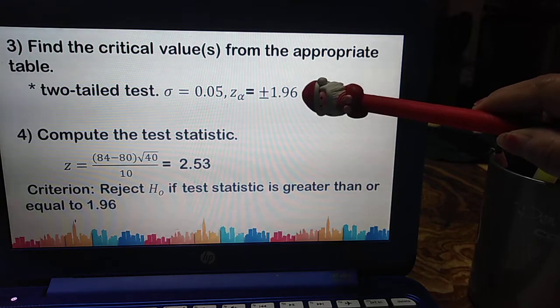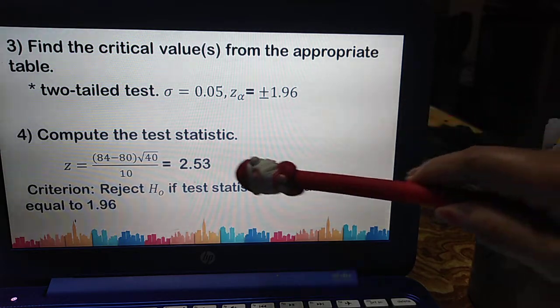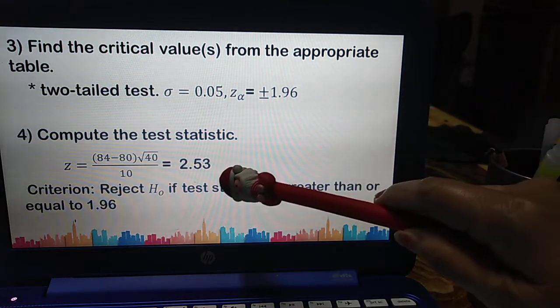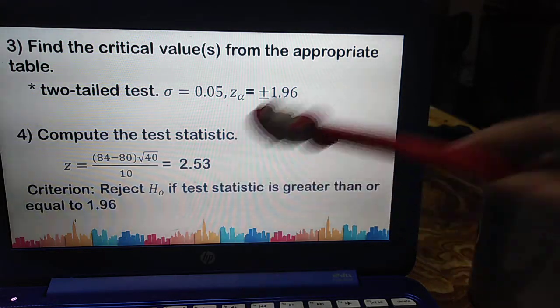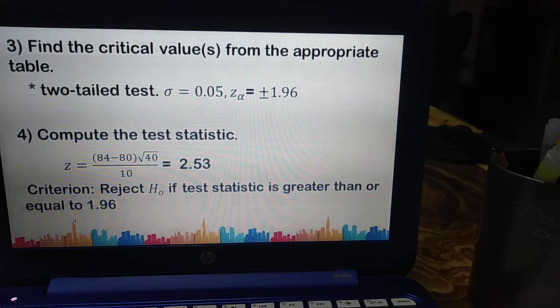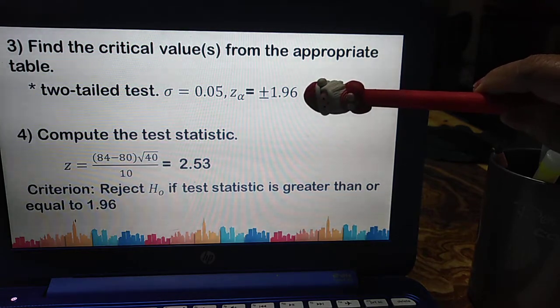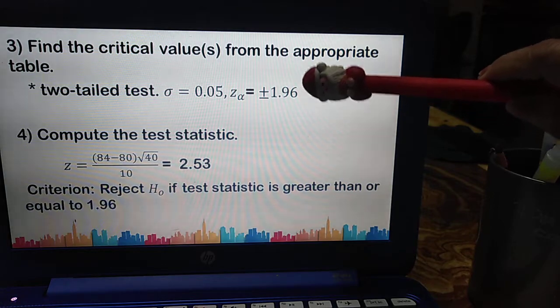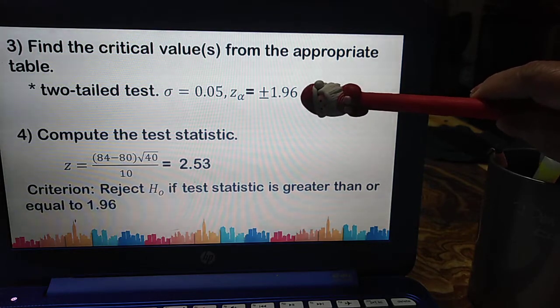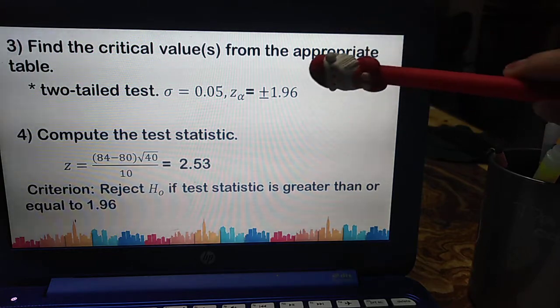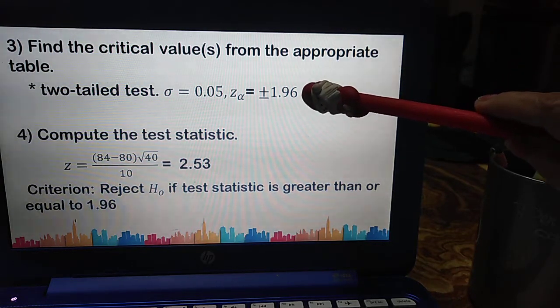and positive 1.96. Why are we only referring to positive 1.96? Because our test statistic is positive. Since our test statistic is positive, then we will only be using the value of positive 1.96. Remember, positive 1.96 will be our determinant. Our determinant will determine our rejection area.